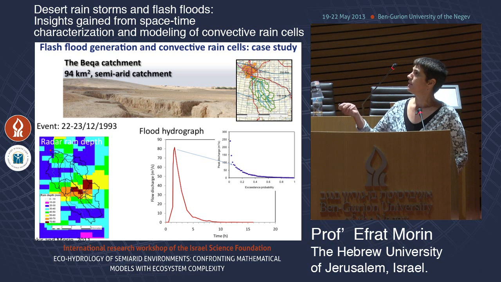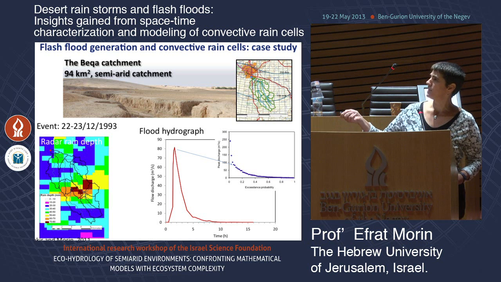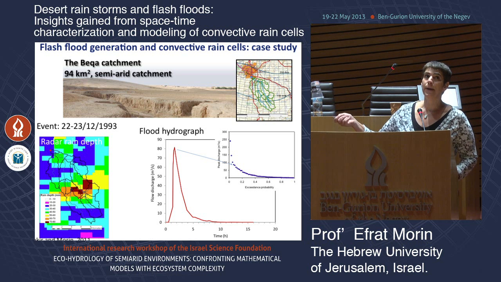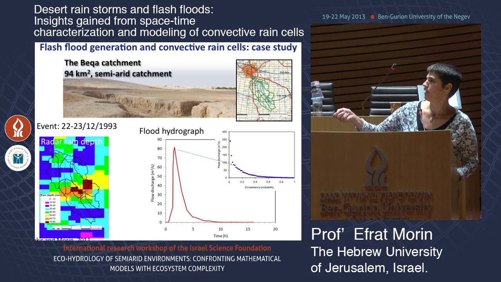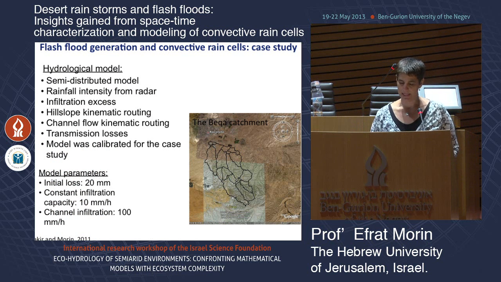The case study is a flash flood in a catchment that's quite close to here. This is Beersheba, and it's called the Becker catchment. You see it here. A semi-arid area, almost 100 square kilometers. And the storm is December 93. You see, this is the radar data for the storm. It's very typical that we have very high rain depths in a small area and much lower if we move away from the center. This is the flood hydrograph of this event, which was the fourth observed in this catchment, and this is the one we analyzed.